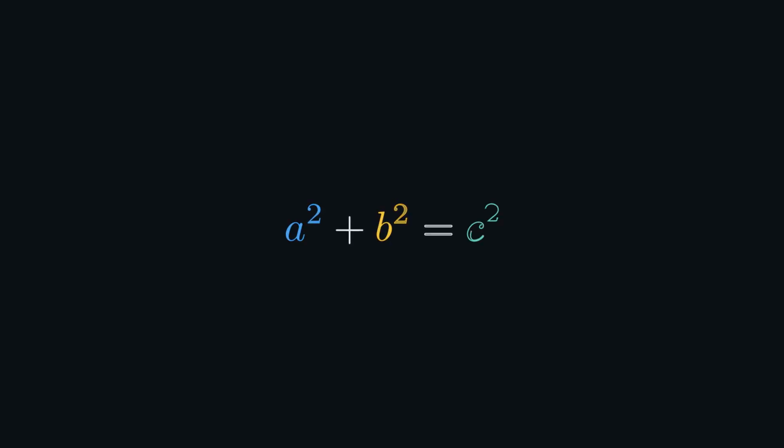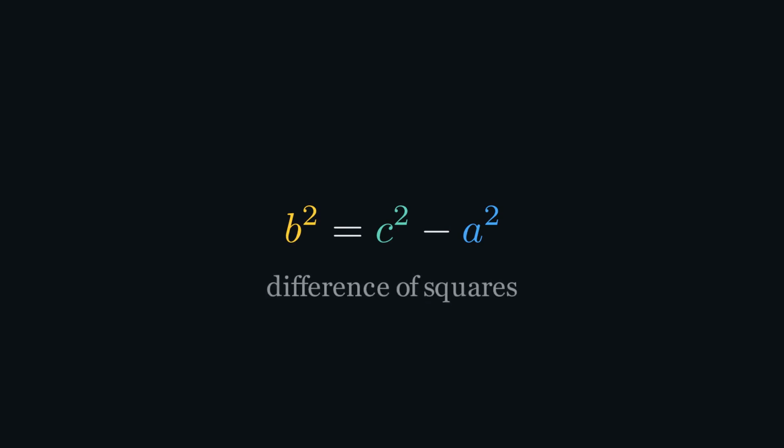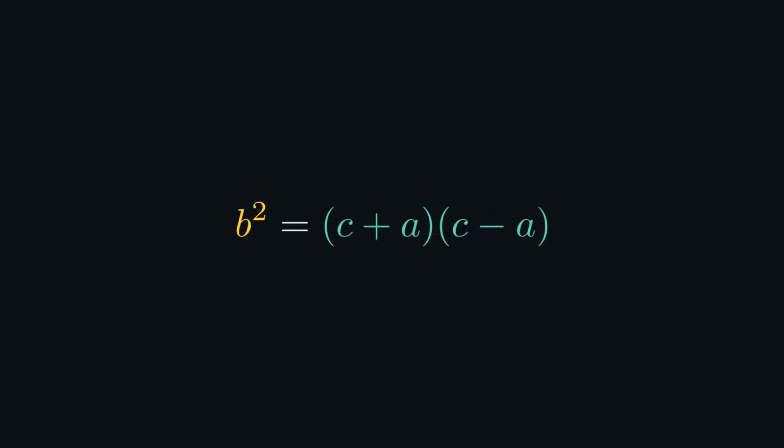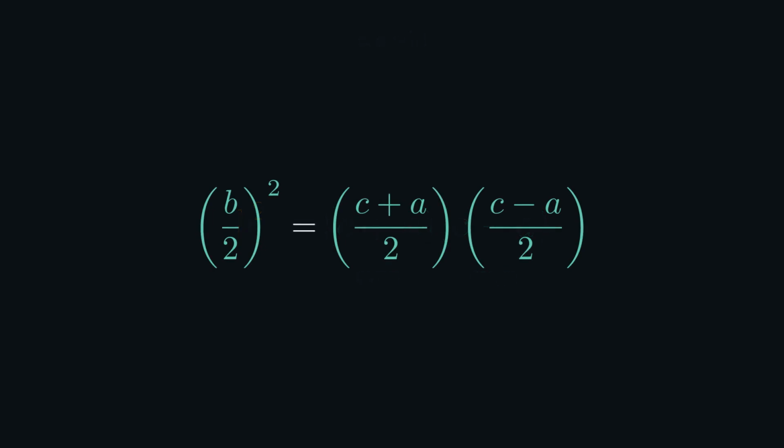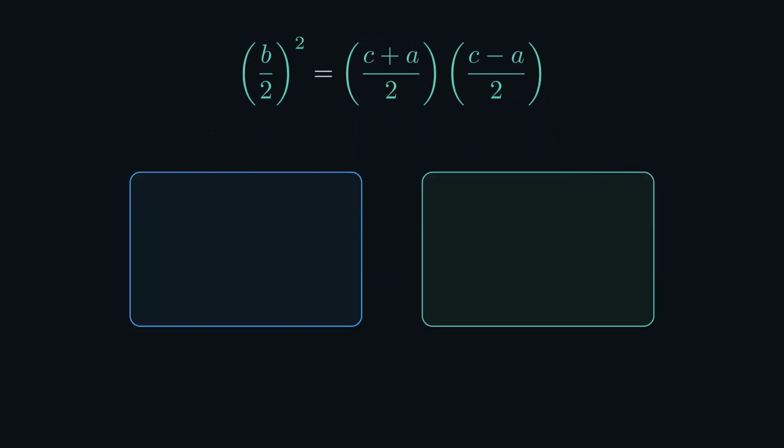Here's the trapdoor opening. Start with a squared plus b squared equals c squared. Move a squared across, and b squared equals c squared minus a squared. That difference factors into c plus a times c minus a. Because c and a are odd, divide both factors by 2. We get b over 2 squared equals c plus a over 2 times c minus a over 2.